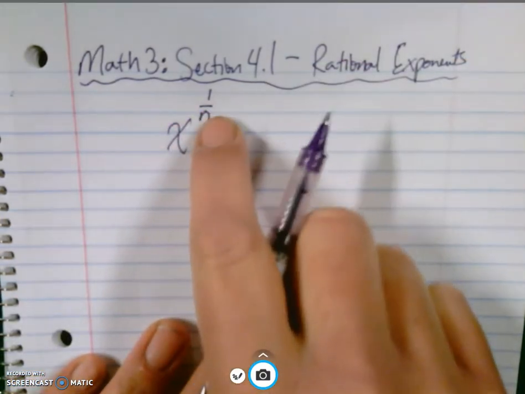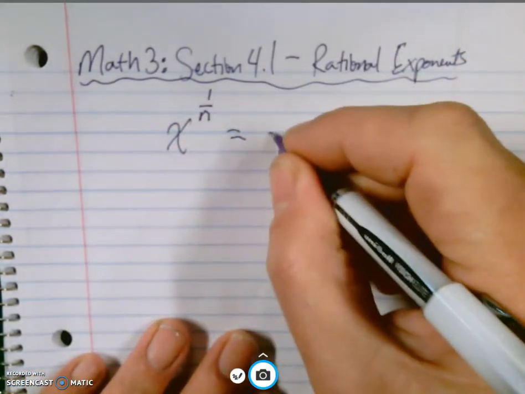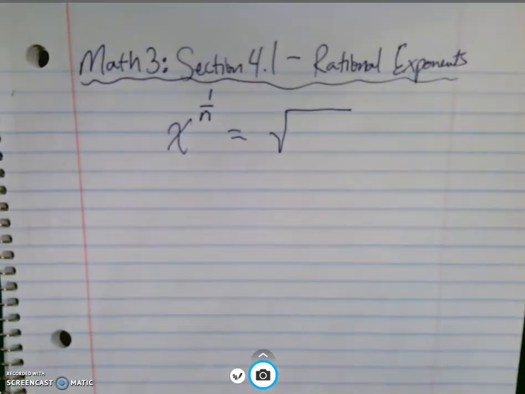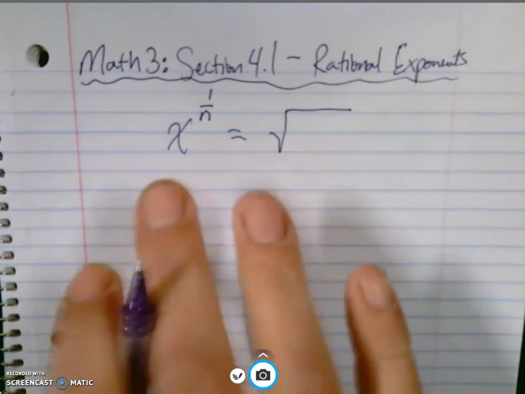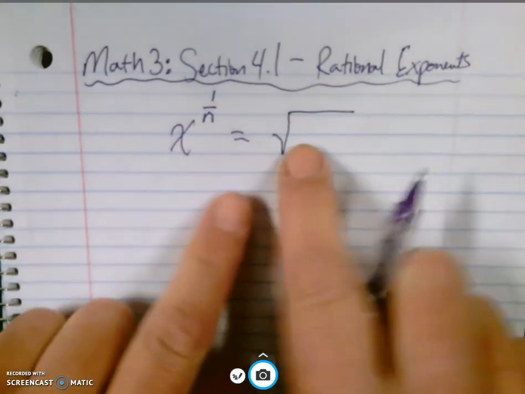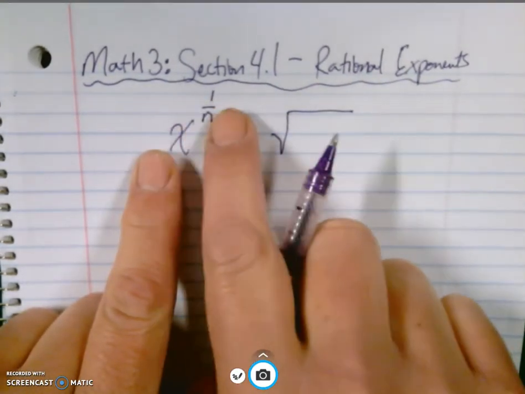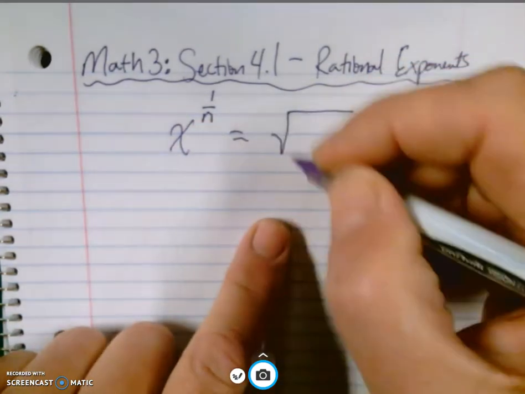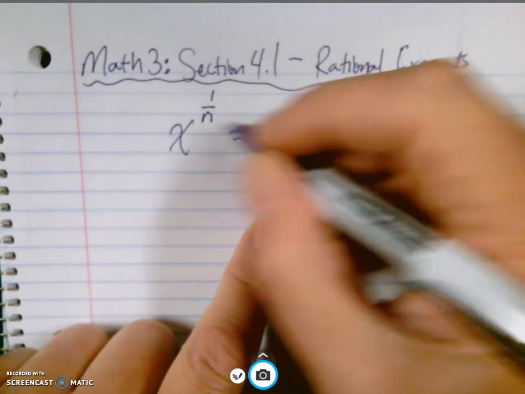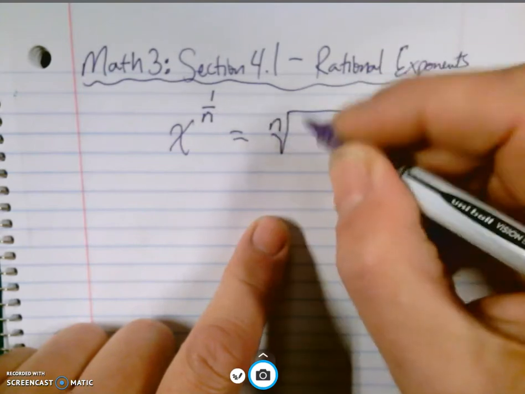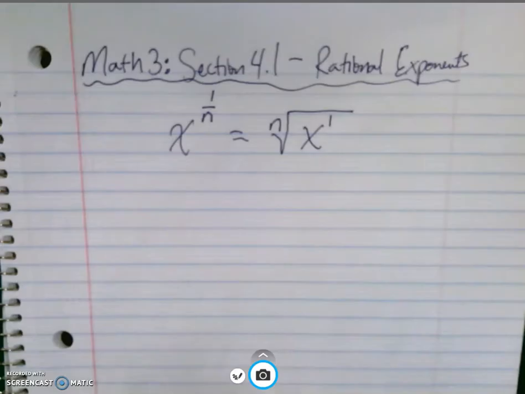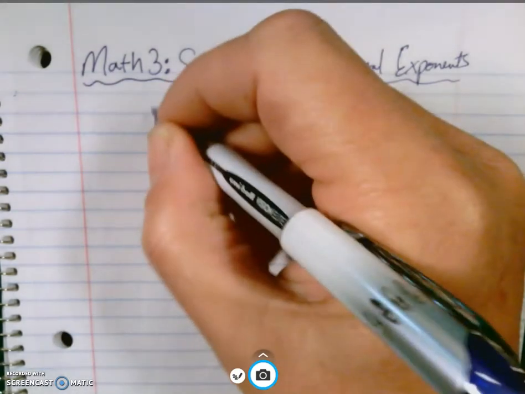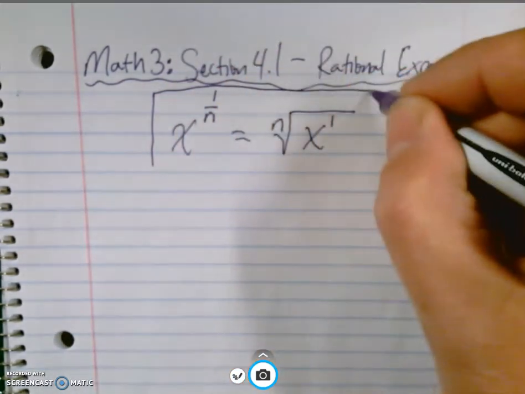By definition, if you have a fractional exponent, you can rewrite it as a radical. That's the rule. We can go through why in another video, but for now we just want to talk about the mechanics, how to actually use this. The rule is, if you have a fractional exponent, it's a square root. Well, not a square root. In this case, it has n on the bottom. That is an nth root. The nth root of x to the 1. That's by definition how this works.